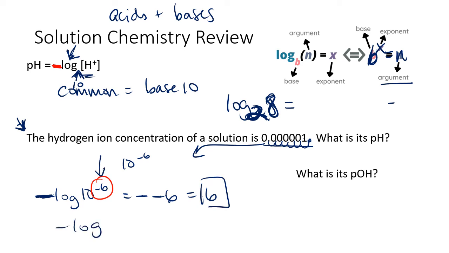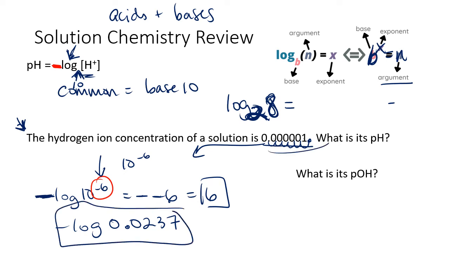Sometimes you do not have these lovely numbers. Sometimes you'll have something like negative log of 0.0237. Get your calculator out. That's the advice that I have for that one. But if it's something nice, a 1 times a base 10 number, then you can just do it in your head. Good. So that's the pH. pH is going to be 6.